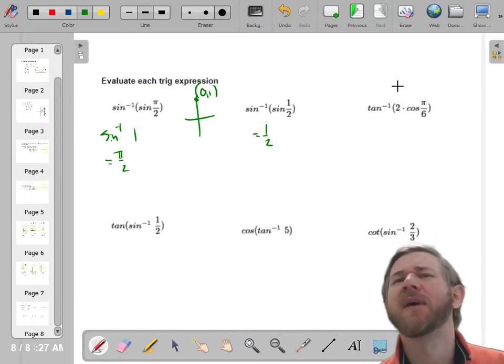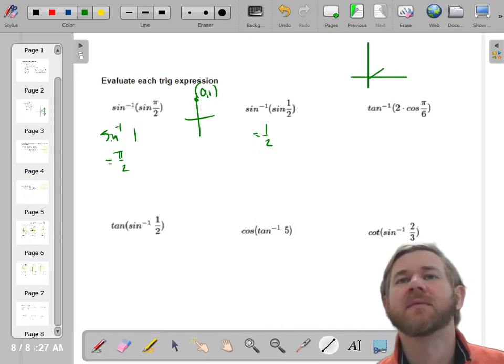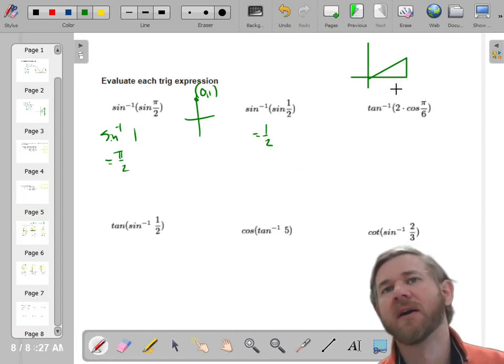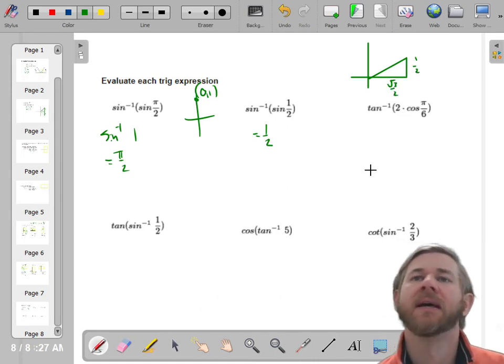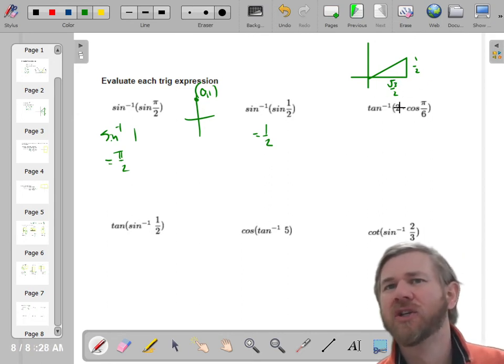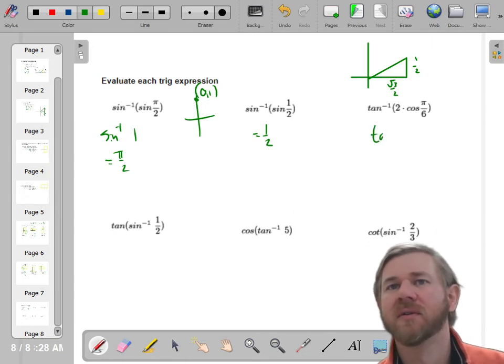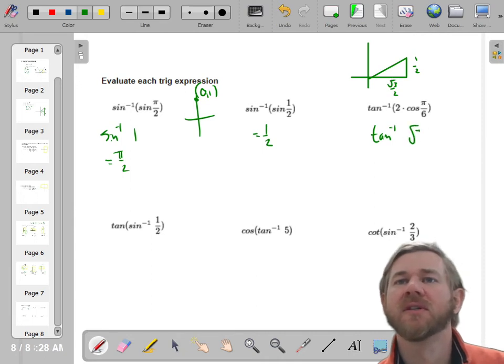So the cosine of pi over 6, let's see. Pi over 6 is in the first quadrant. This is pi over 6, that's 30 degrees, this is 1/2, this is radical 3 over 2, and I want the cosine, so I want the x. So this is 2 times the cosine of pi over 6, 2 times radical 3 over 2. So I want the inverse tangent of 2 times radical 3 over 2, which is just radical 3.